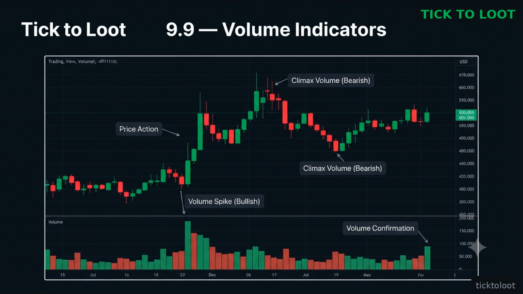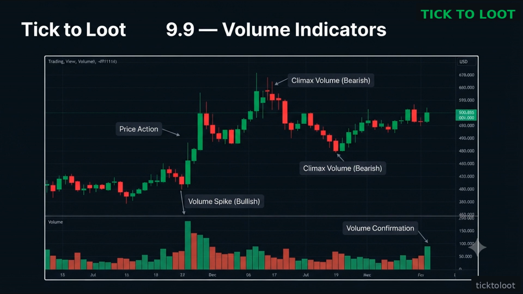Today we are on Lesson 9.9 of Unit 9, Technical Indicators. In this lesson, we're going to cover volume indicators and how they can help you make informed trading decisions. From understanding volume to using the on-balance volume, OBV, indicator, and volume profile, we'll cover it all. By the end of this video, you'll know how to use volume indicators to confirm breakouts and identify potential reversals.